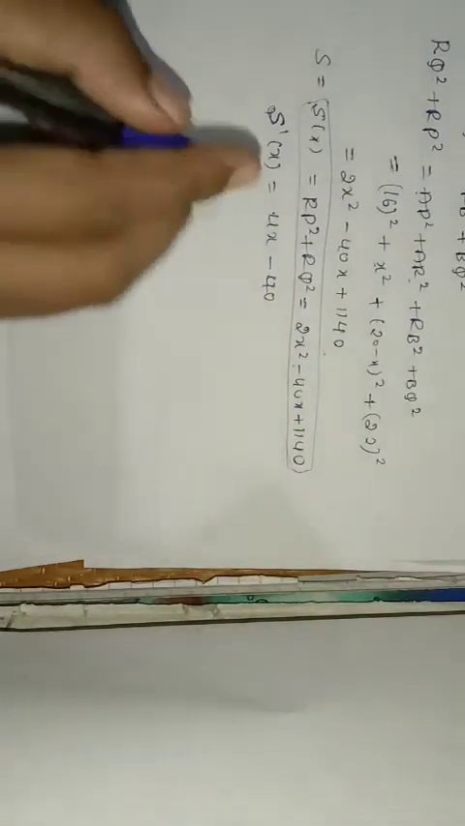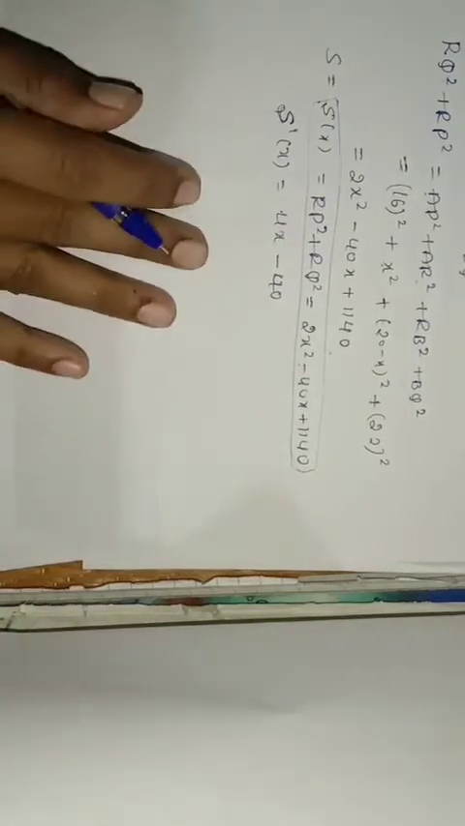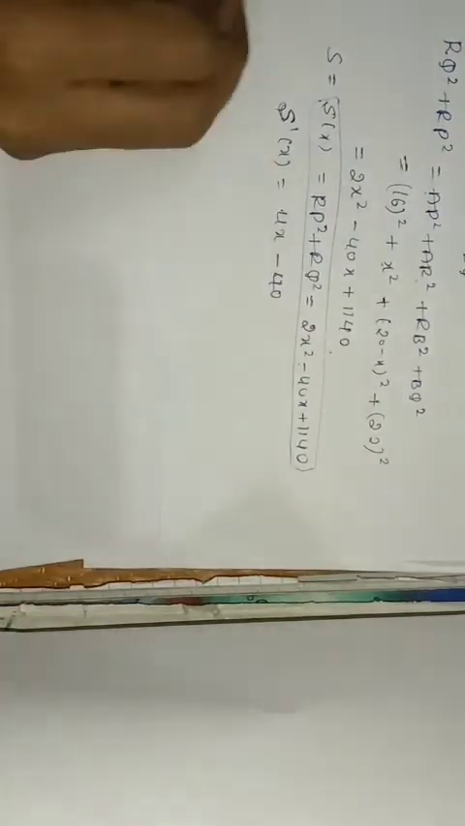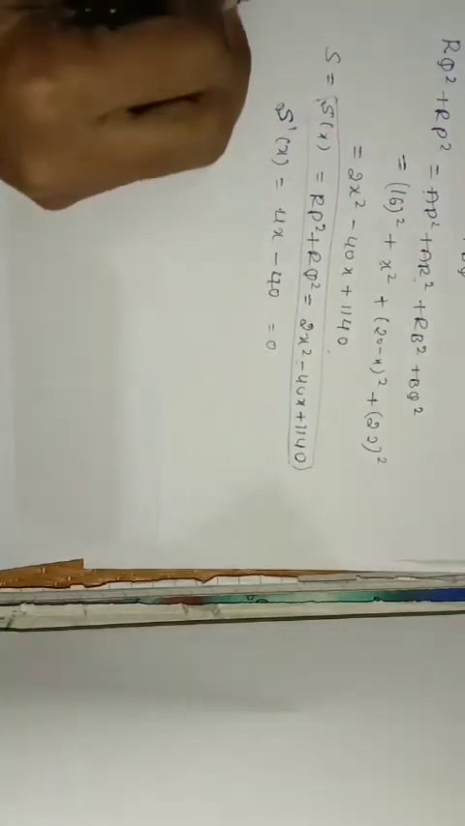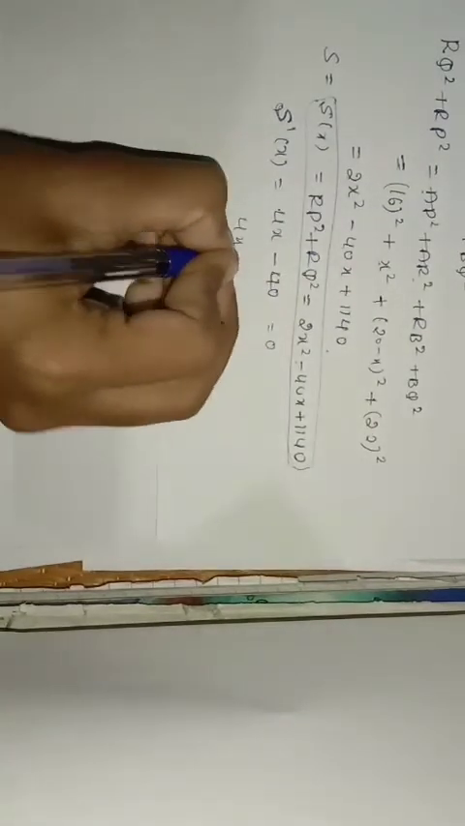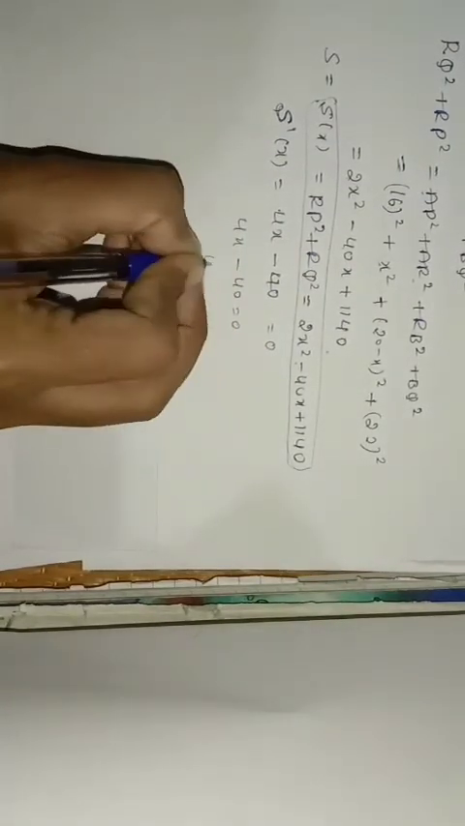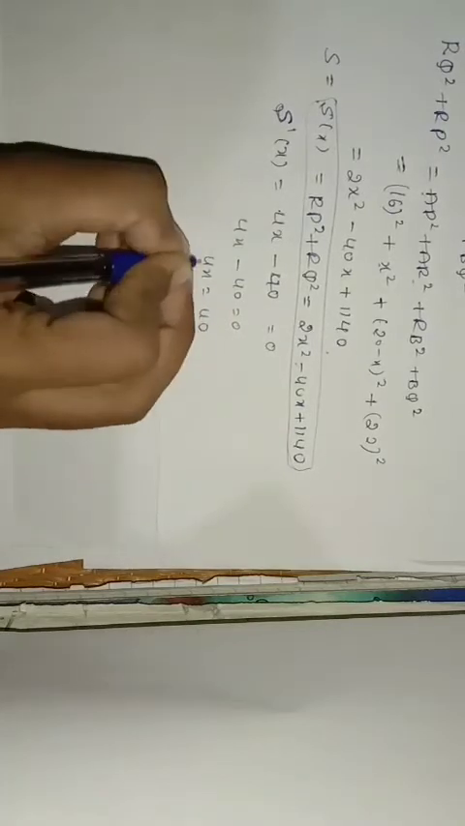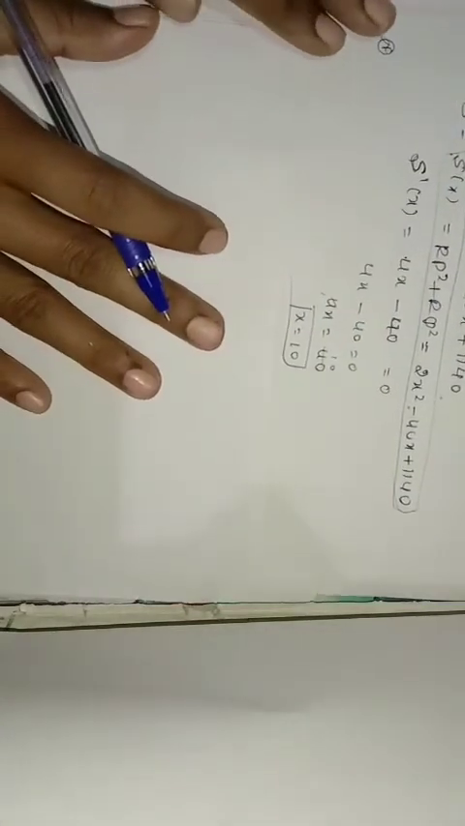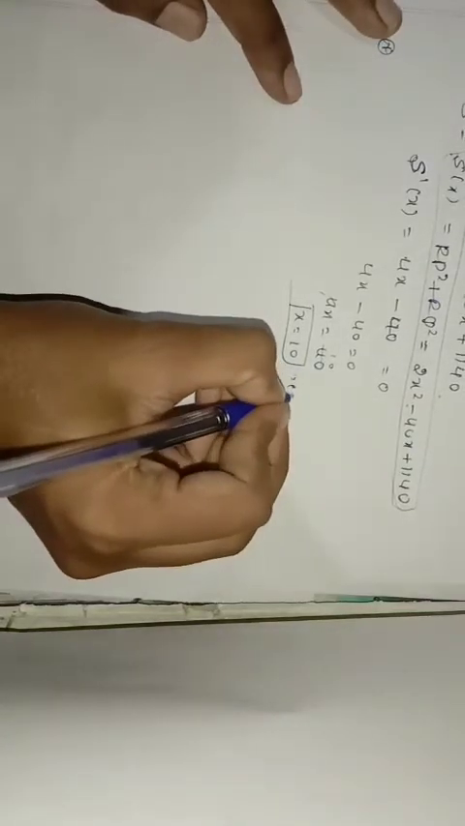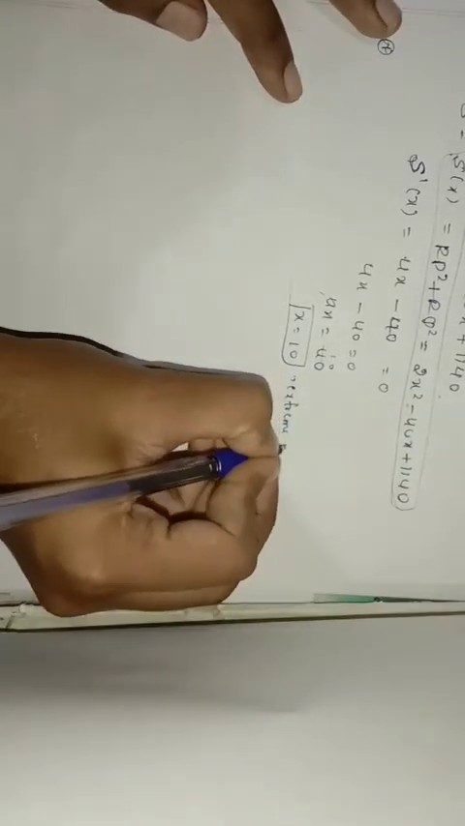If you again differentiate this equation, but before that, our first step in the second derivative test is to make this equal to 0. That is the first step. If you make it equal to 0, 4x minus 40 equals 0, so 4x is 40, and x is equal to 10 we got. So this is the extreme point I got.